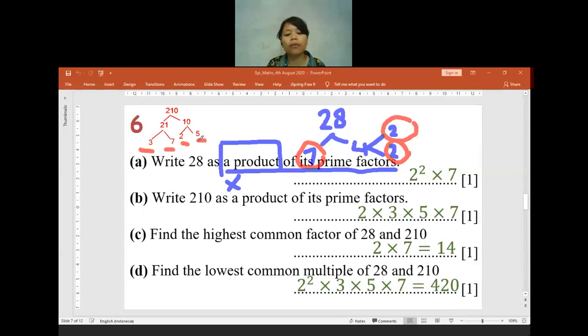Is there anyone who has a question or is confused up to question 6b? No confusion? Okay, if no confusion, I will move to question 6c.